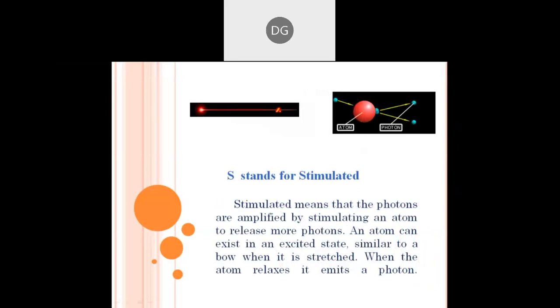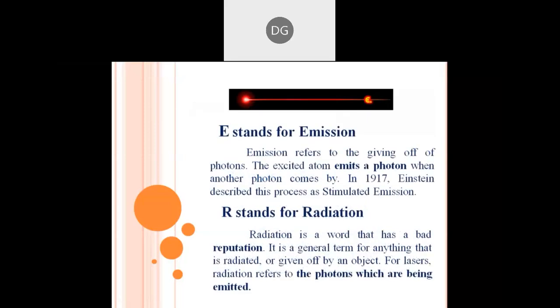Then S stands for stimulated emission. Stimulated means that the photons are amplified by stimulating an atom to release more photons. An atom can exist in an excited state, similar to a bow when it gets stretched. When the atom relaxes, it emits a photon. In this animation, an atom is hit by one photon, and after that 2 photons are released. That process is called stimulated emission. So ordinary light uses the spontaneous emission process, and laser light uses the stimulated emission process.